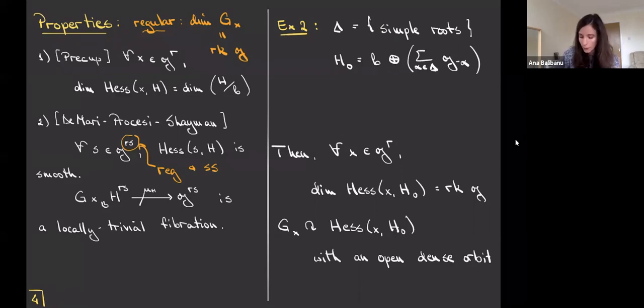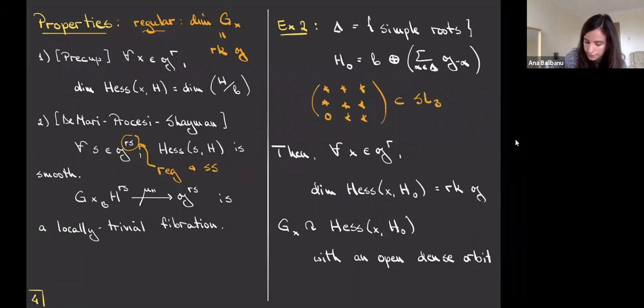I'll let delta be the set of simple roots, and then H naught, which is sometimes called the standard Hessenberg space, will be the one I gave as an example at the beginning, which is the space consisting of the Borel plus all of the negative simple root spaces. So this means, again, in SL3, I take upper triangular things and I add exactly what is immediately below the diagonal.